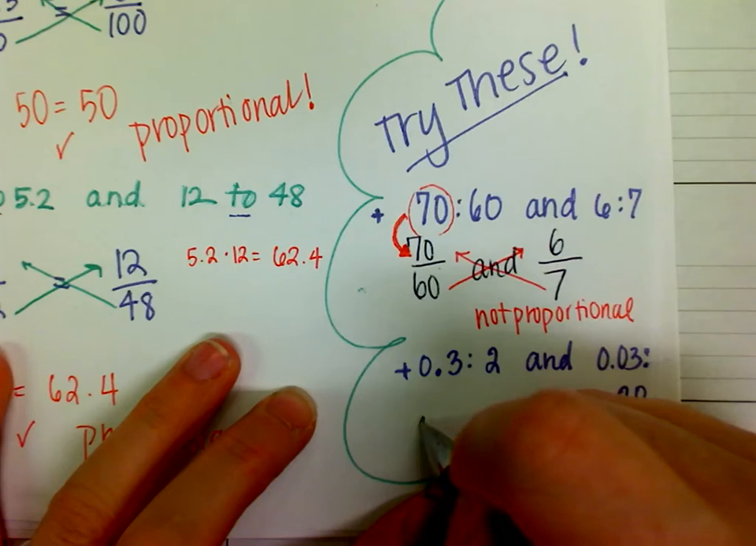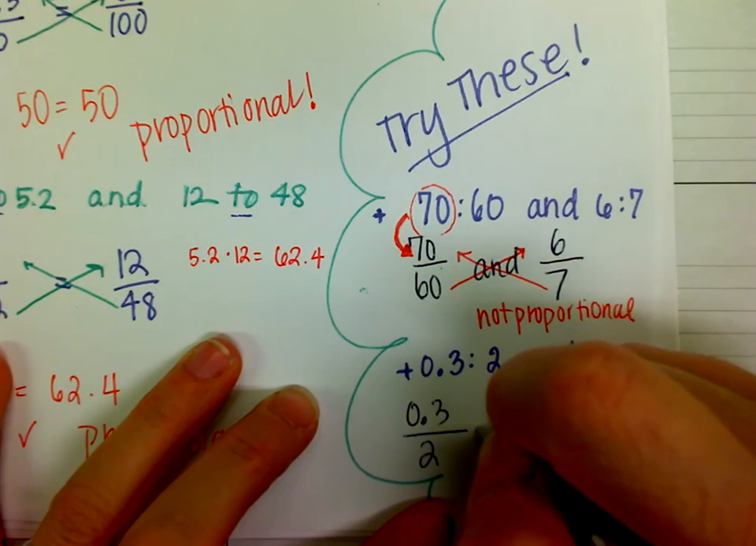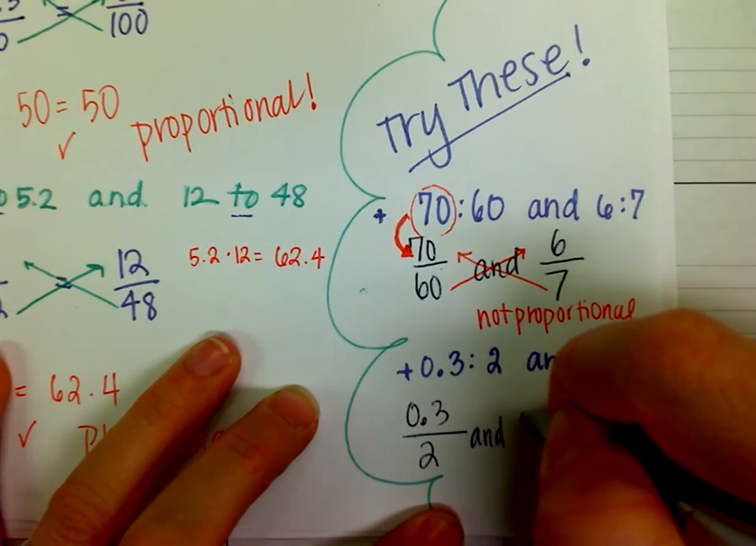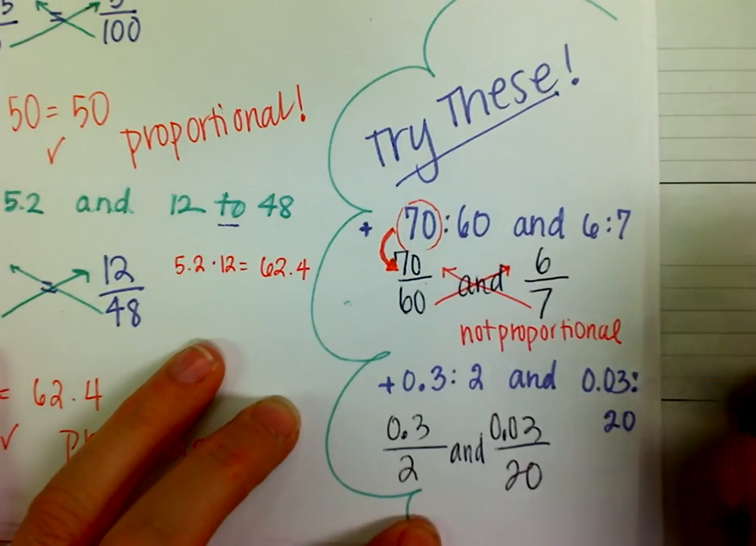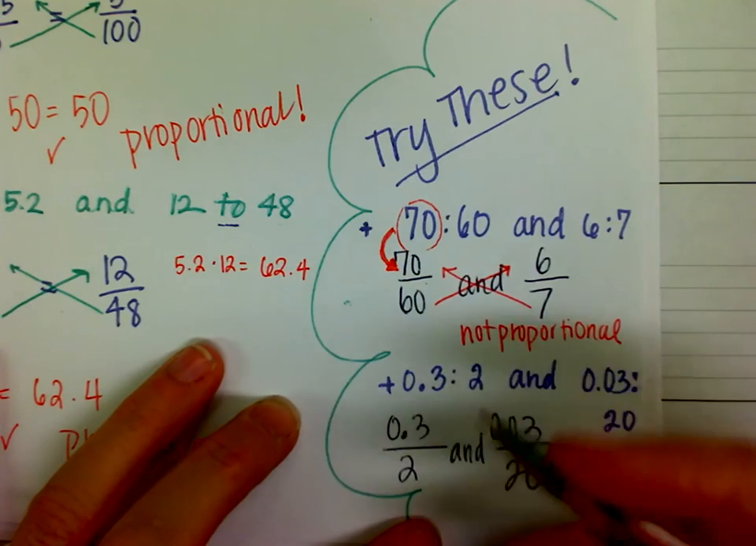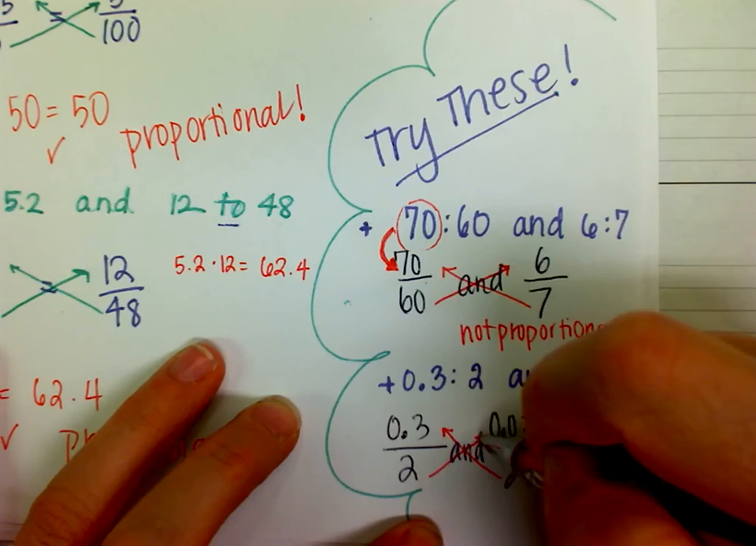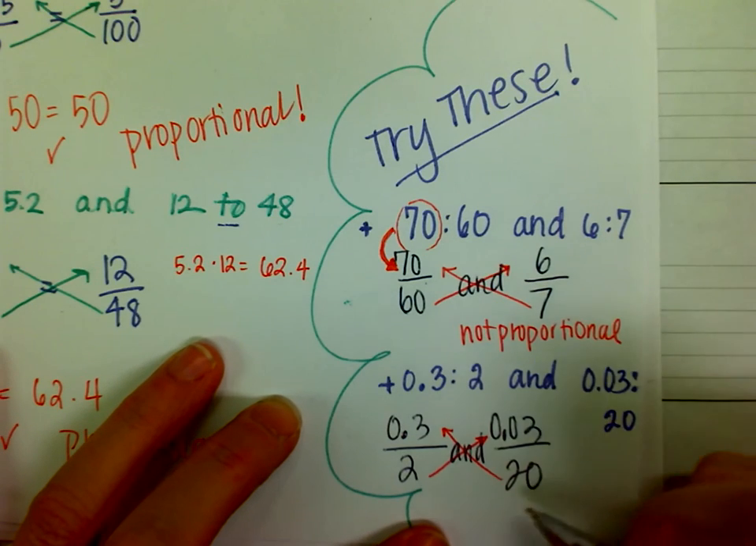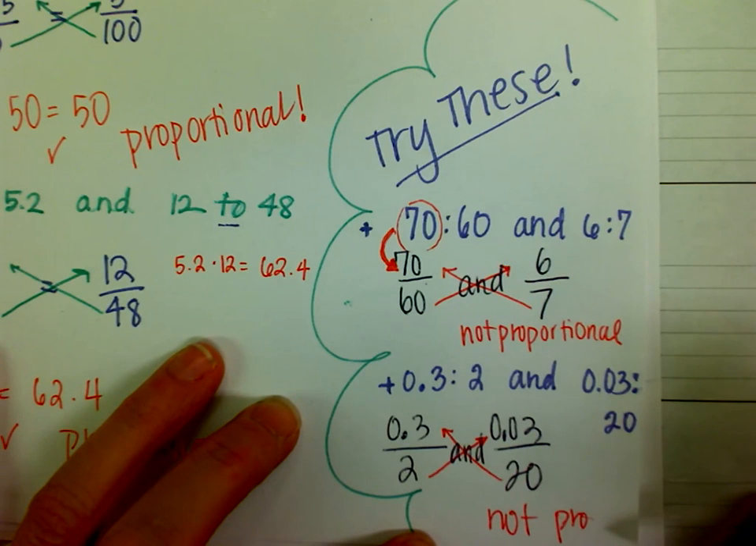So your two fractions should be 0.3 over 2 and 0.03 over 20. If you cross multiply, you'll see that those are also not proportional.